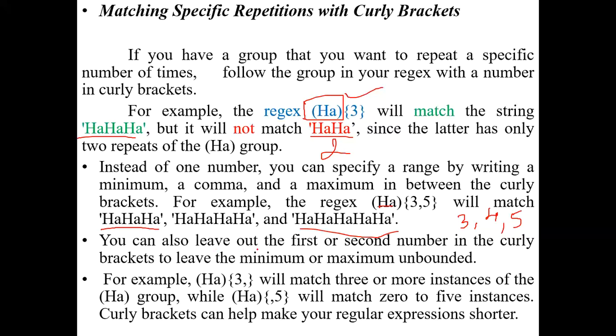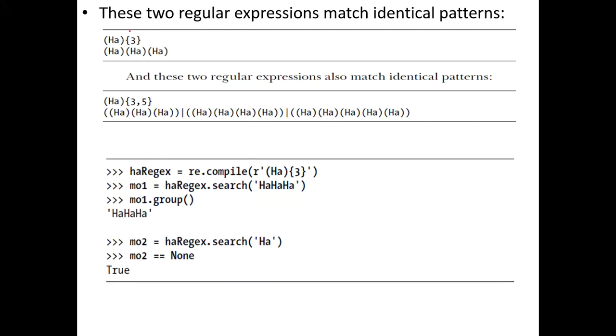Next, we can also leave out the first or second number in the curly brackets to leave the minimum or maximum unbounded. Here we have mentioned a pattern, and after that I have mentioned a minimum but not a maximum. That means this pattern is going to match HA 3 times, 4 times, or more. Here it is 3 or more times. But here we have not mentioned a minimum, only a maximum, which means it matches 0, 1, 2, 3, 4, up to 5. Let us take one example here. I have mentioned 3 times, yes, it is going to match with this. So here it is going to match either 3 times HA, 4 times HA, or 5 times HA.